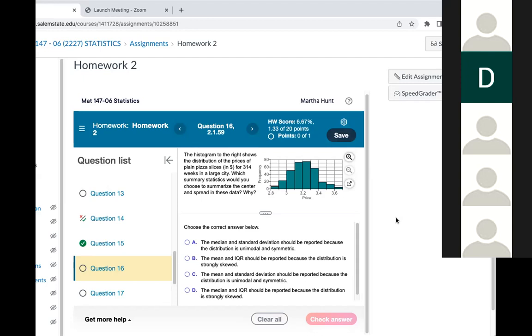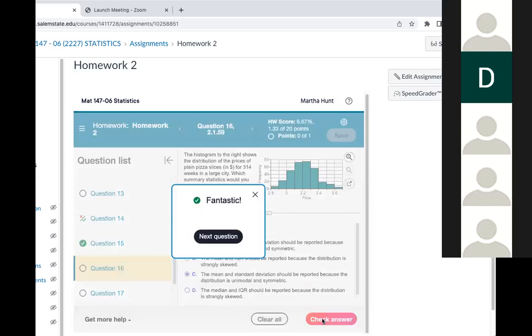Okay, the mean is the better of the two statistics because it takes all the data into account. The only reason we go with the median is because of skewness, and then the mean would be deceiving. So we are going to pick the mean and the standard deviation because it is symmetrical. For symmetry, we like the mean and the standard deviation. We're going to check our answer and hope we're right. Cool.